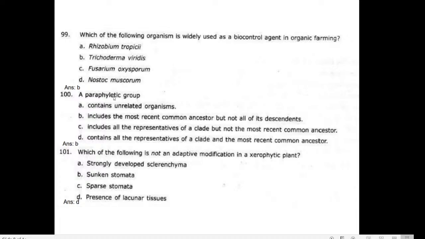Okay, next question is about the paraphyletic group. In this paraphyletic group, para means similar characteristics, that they have the same characters. These groups are divided into various branches. These groups have some characters.